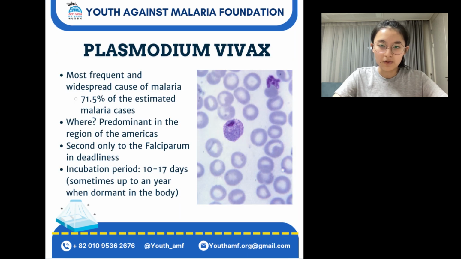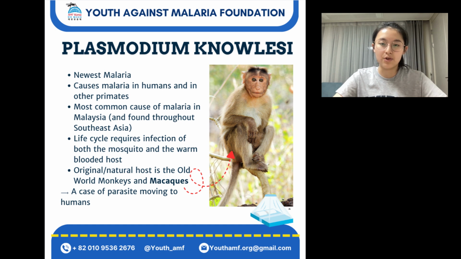Let's look into the Plasmodium vivax to start off with. They're the most frequent and widespread cause of malaria, and they're known to cause approximately 71.5% of all estimated malaria cases worldwide. They're predominant mostly in the regions of the Americas, and they're second only to falciparum in terms of their deadliness. Their incubation period varies quite a lot. It varies from 10 to 17 days usually, but it can sometimes last up to a year when it is dormant in the body.